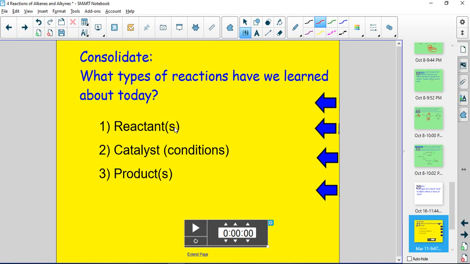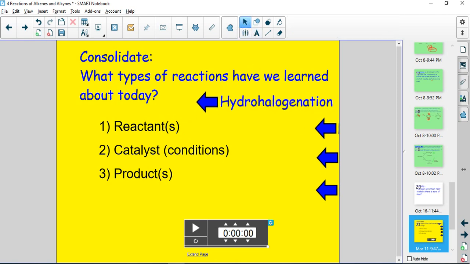Now to review, you should be able to summarize these for all the reactions we've done. What reactants are generally involved, in this case it's alkene or alkyne, so that's all set. What catalysts or conditions are necessary, and then what products are produced. So these are the reactions to review. So for hydrohalogenation, we found that we need a certain catalyst, right?